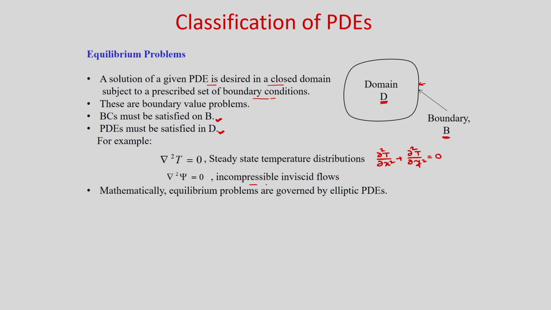Similarly, incompressible inviscid flows: del 2 psi by del x square plus del 2 psi by del y square is equal to 0. This is the incompressible inviscid flow equation and this is also an equilibrium problem. Mathematically, equilibrium problems are governed by elliptic PDEs. We will show later that these equations are elliptic in nature. So, equilibrium problems are generally governed by elliptic PDEs.